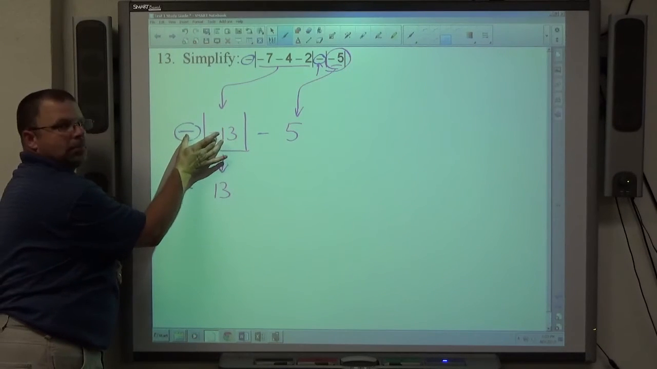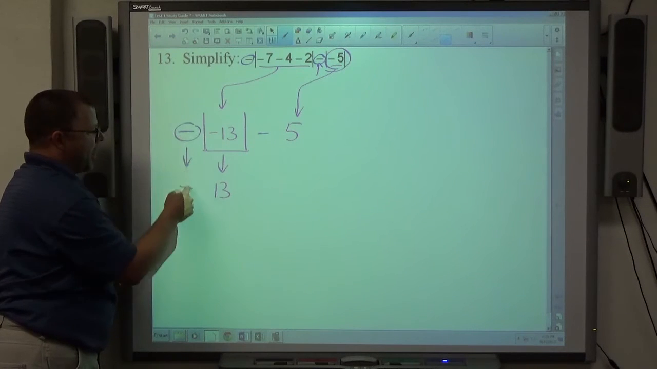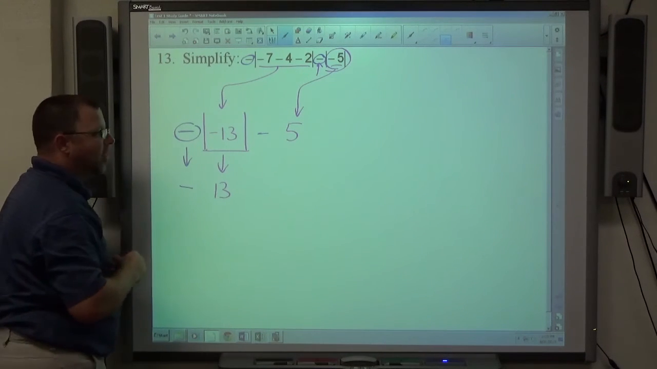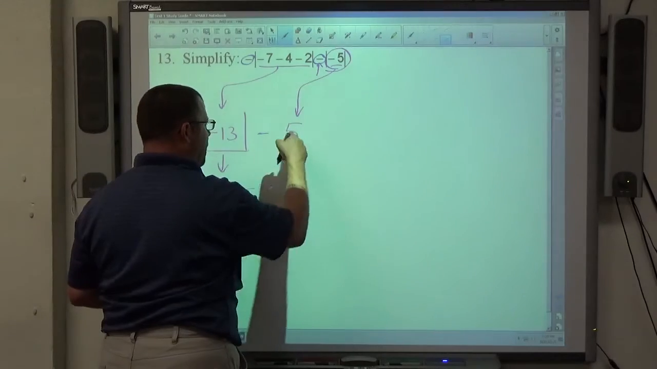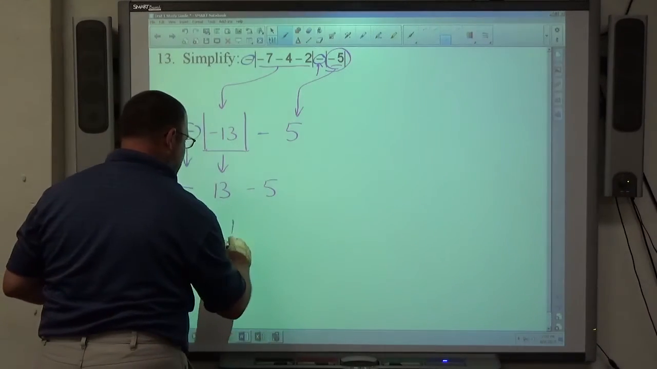I've seen people think minus minus makes a plus kind of thing there. Be careful, the absolute value bars happen first. The minus sign happens second, so it's still attached. I have minus 5. We've already dealt with the absolute value bars there. I'm left with minus 13, minus 5. They have the same sign, so I add.